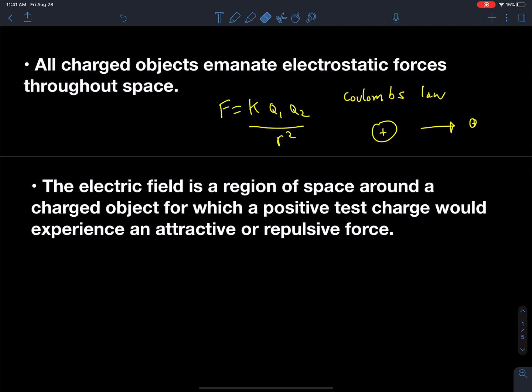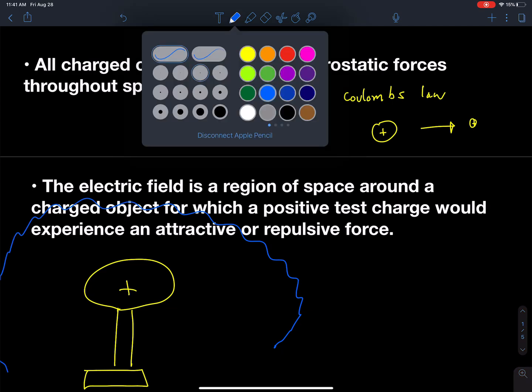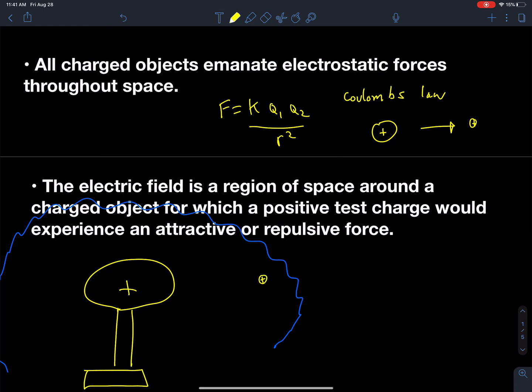So just to summarize again, the electric field is a region of space around a charged object. If I set up a Van de Graaff generator and I created a positive charge on it somehow, probably by induction, the electric field is, let's draw this in a different color, the region of space around that positive charge for which a small positive test charge is going to experience a force.